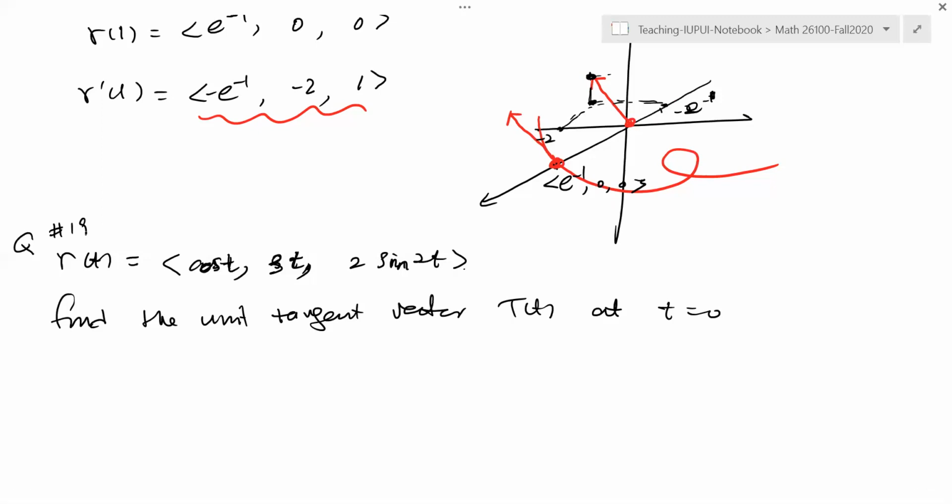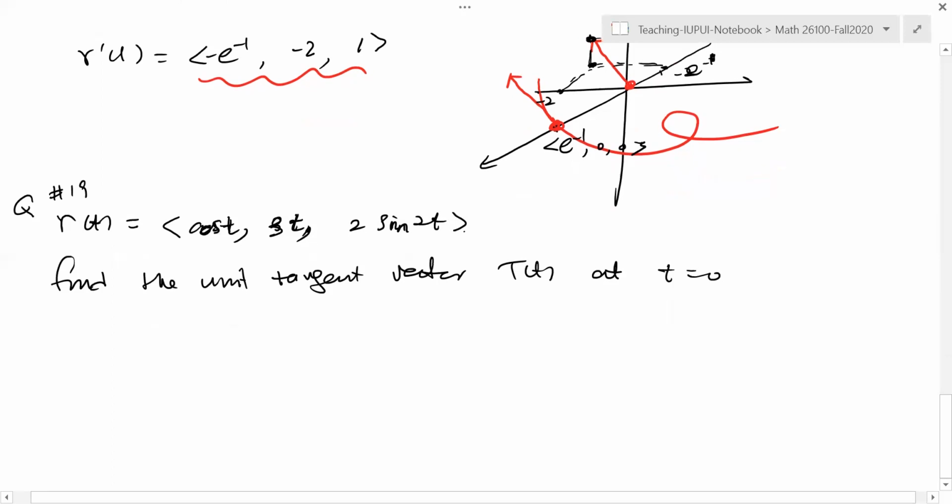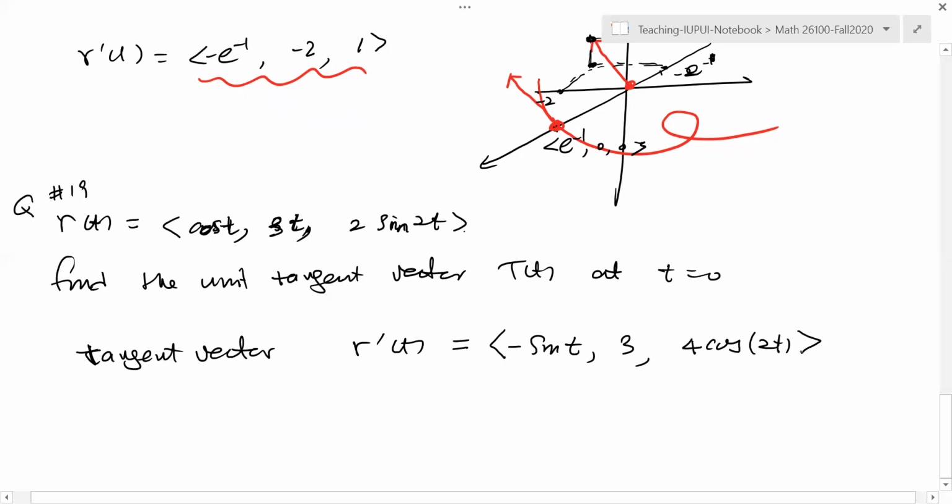So we are given this vector equation for the curve. We don't need to draw the curve. What we have to find is the unit tangent vector. Now, what is a unit tangent vector? First of all, you find the tangent vector, r prime of t. But this is not necessarily a unit vector; the length could be different from 1. Then it's going to be negative sine t, 3, and when you differentiate the third one, it will be 2 times 2, which is 4 cosine 2t.